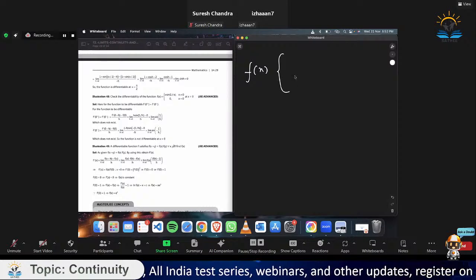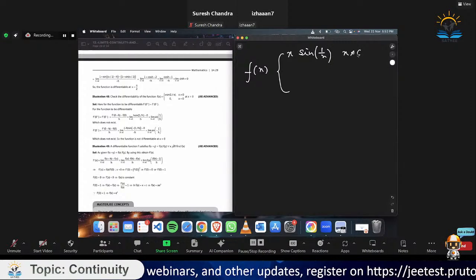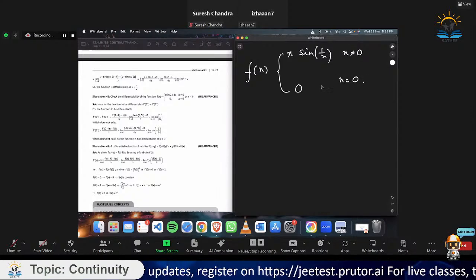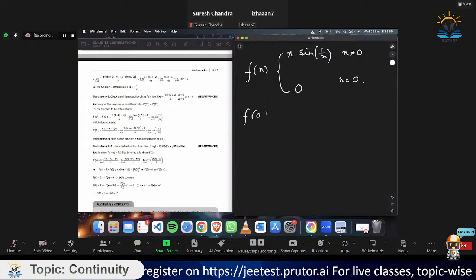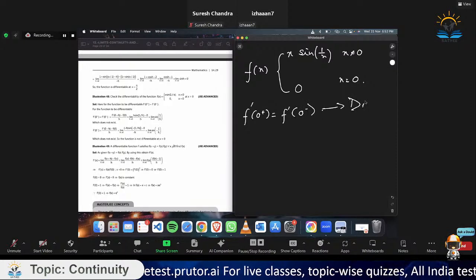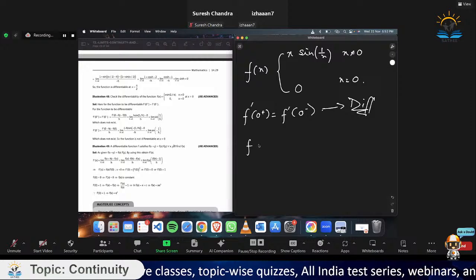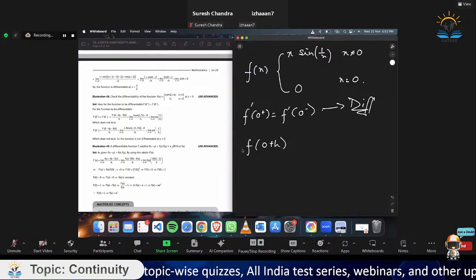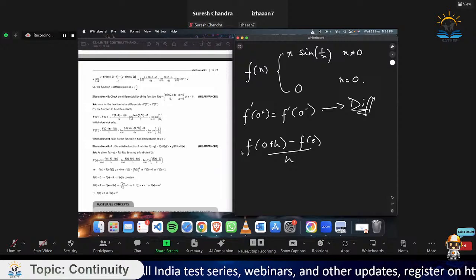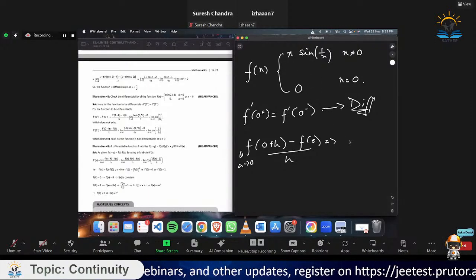The function of x sine 1 by x for x being unequal to 0, and 0 for x being equal to 0. Where do you have to check this? At x equal to 0. So if I check at 0 plus, and if it is equal at 0 minus, then I will say differentiable, right? So let's see. If I look at it, f of 0 plus h, minus f of 0, whole divided by h, for limit h tends to 0. In that case, 0 plus h means slightly greater than 0, so we have to take this. All right.